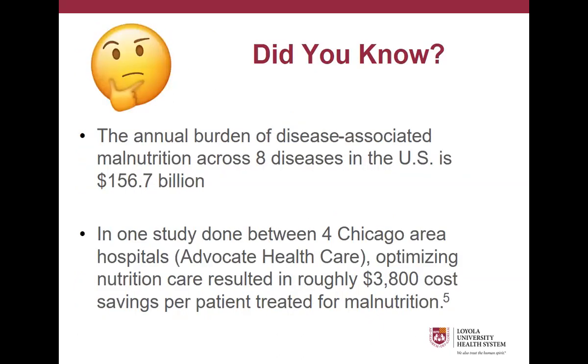And lastly, when I mentioned healthcare costs, malnutrition is associated with higher healthcare costs. In one study done locally in the Advocate Healthcare System, which I'm sure many of you are familiar with, they saw that optimizing nutrition care resulted in a savings of $3,800 per patient. Obviously, as providers, we don't always see these costs, but that's quite significant for an individual patient.